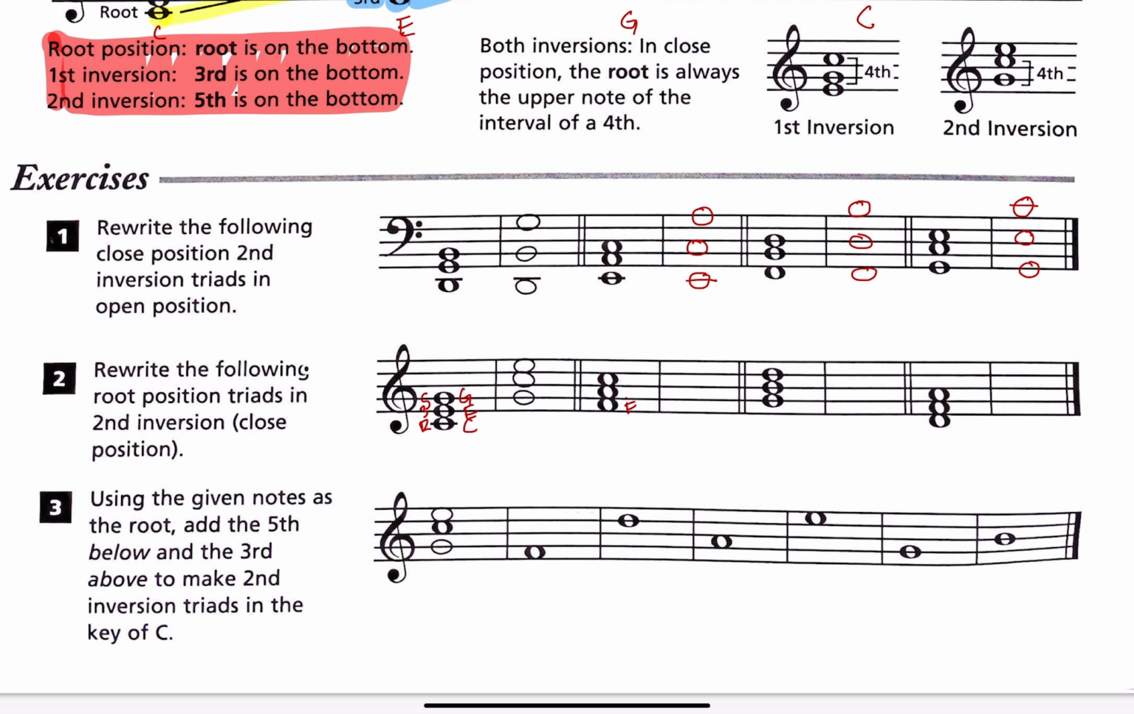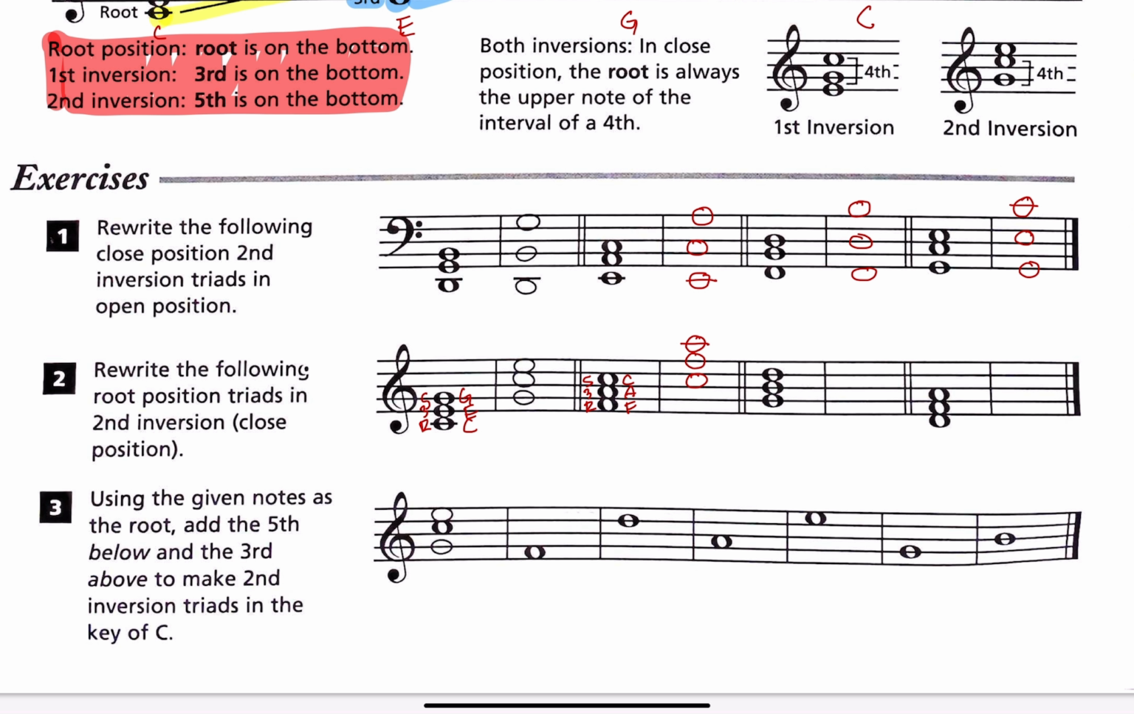Okay, so we're in treble clef. Our notes are F, A, C. This is our root, third, fifth. We want to have our fifth as the bottom note, and our root and our third are going to move up an octave. So F up an octave, A up an octave.